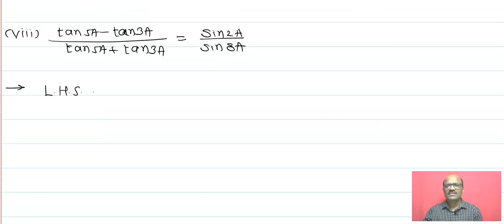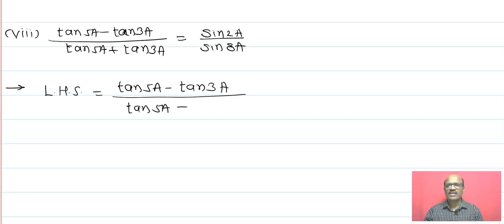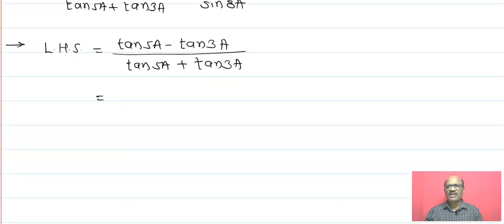Now next is (tan of 5a minus tan of 3a) upon (tan of 5a plus tan of 3a) is equal to sin of 2a upon sin of 8a. Now see this LHS, tan of 5a minus tan of 3a upon tan of 5a plus tan of 3a. Now, very simple. Tan of theta means what? Sin theta upon cos theta.